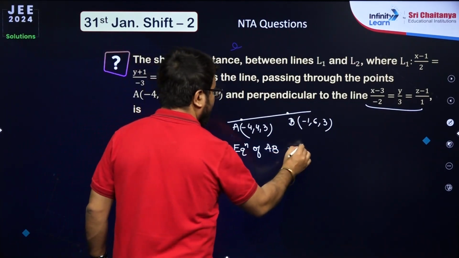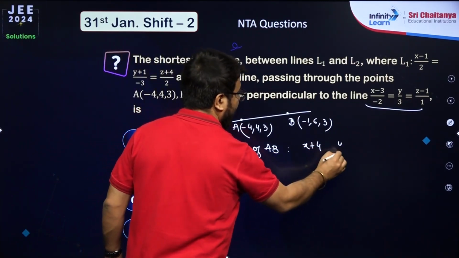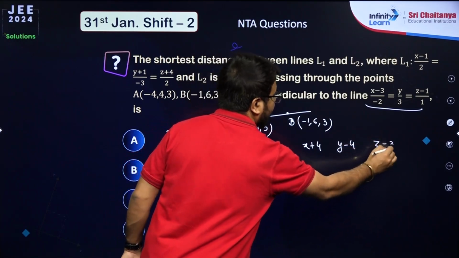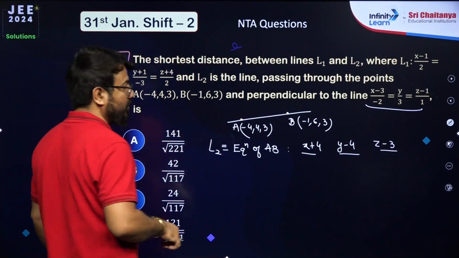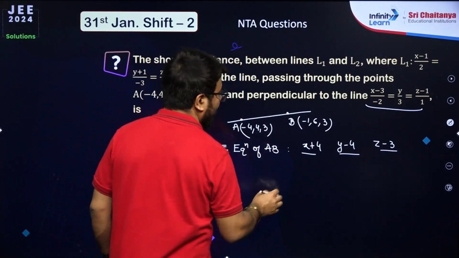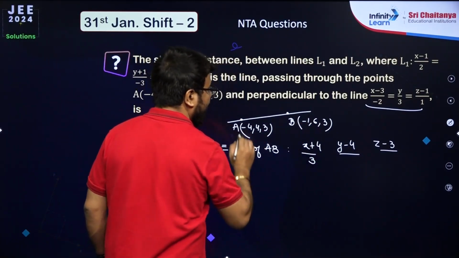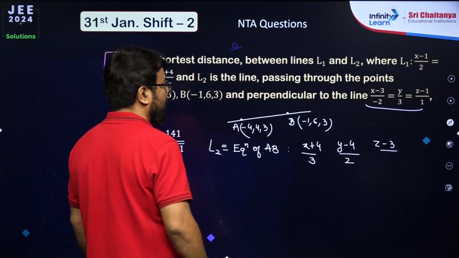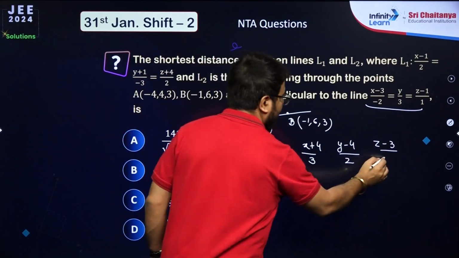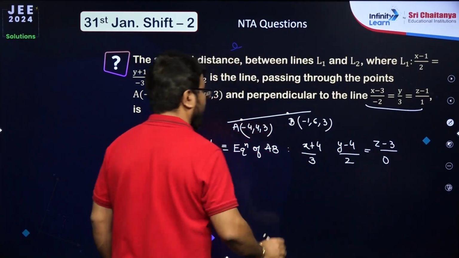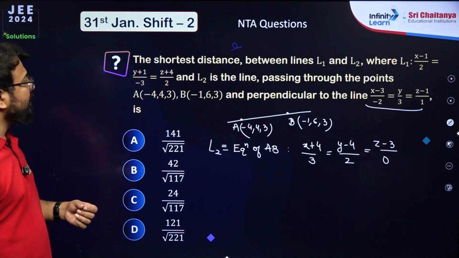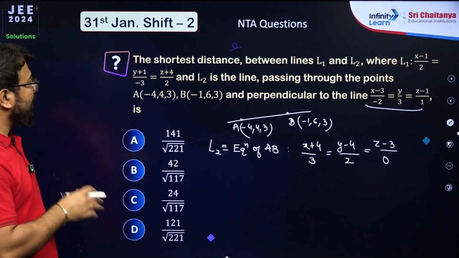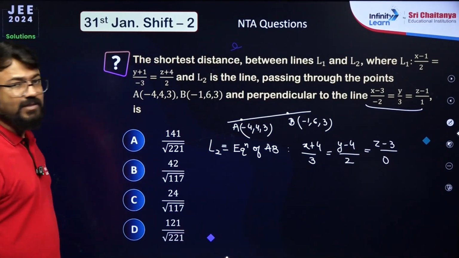So that will be (x plus 4), (y minus 4) and (z minus 3), the whole divided by: -1 plus 4, that will become 3; 6 minus 4, that will become 2; and 3 minus 3, that will become 0. So this is the equation of the line L2. L1 is already given. Now the shortest distance between this line and this line. So these two lines are skew lines.